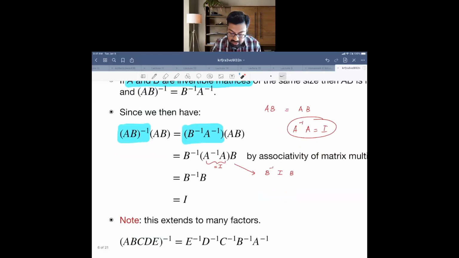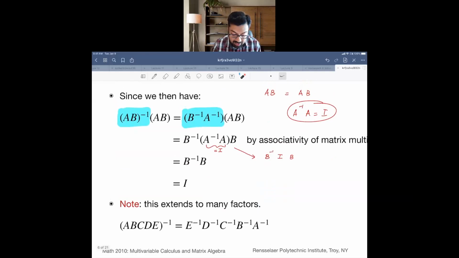Now you can also extend this to many factors. So what if you had 5 matrices A, B, C, D, E, and you are multiplying them in that order? What if you did the inverse of that? Well, in that case, you will have that equal to E inverse, D inverse, C inverse, B inverse, A inverse. So the product of the inverses of each matrix, but in the reverse order.